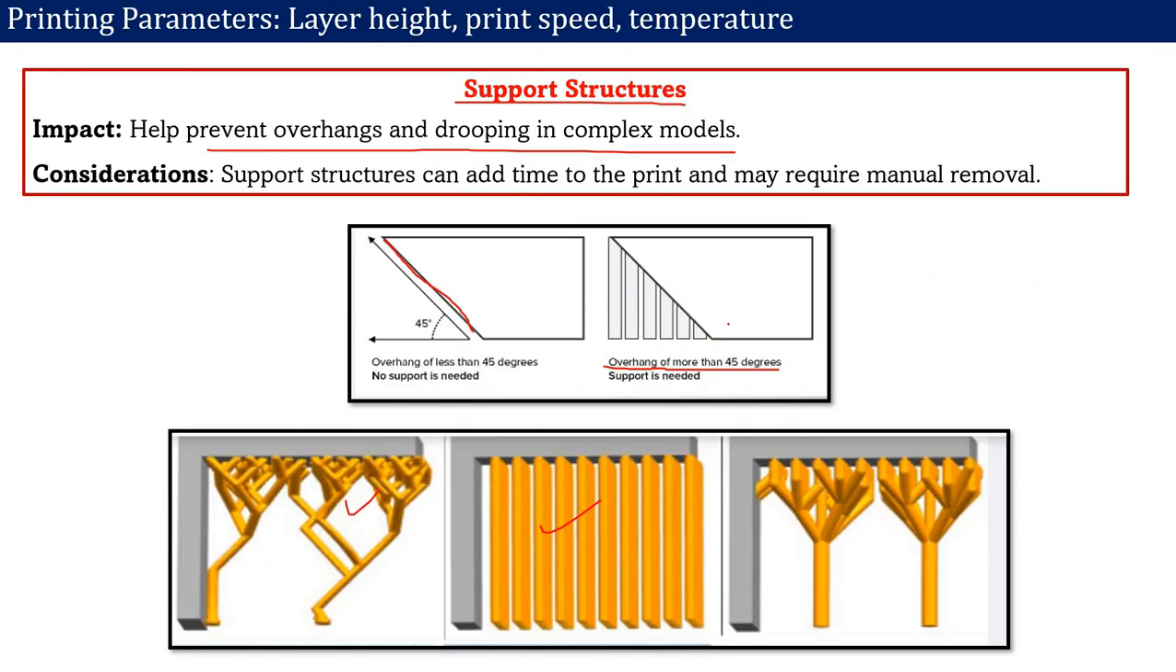So if the overhang is greater than 45 degrees for your model, support is needed. Okay, you have to give the support. Otherwise, if the support is not there, your filament will drop down. If the support is not there, the 3D printer will not build this part. Okay, because nothing is there at the bottom, so your filament will drop down, so it comes directly to the ground.